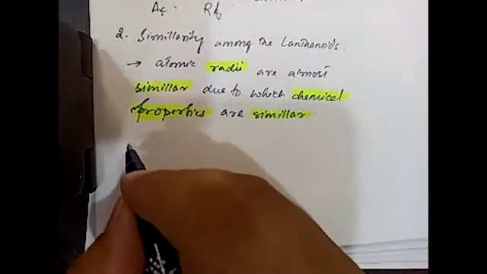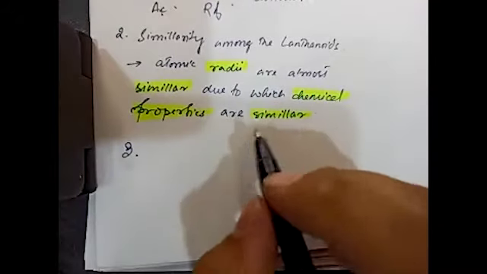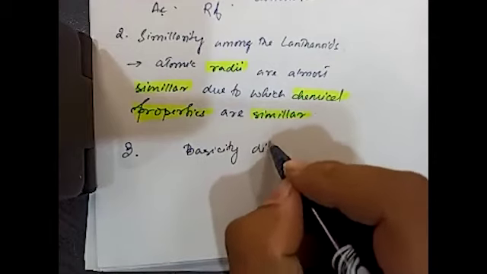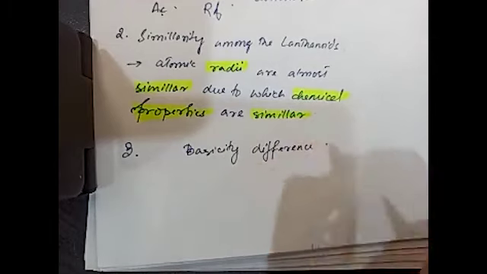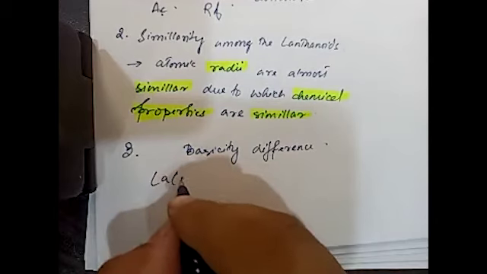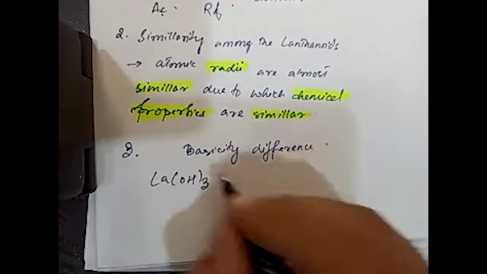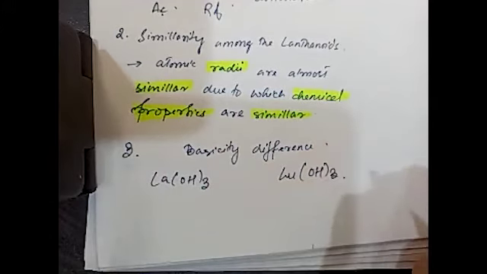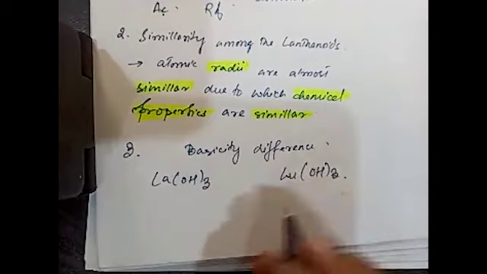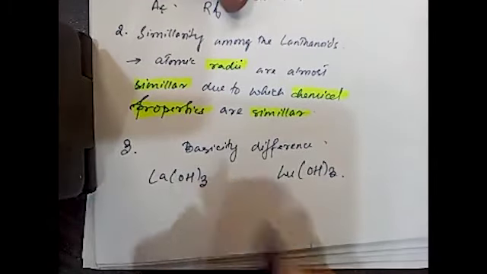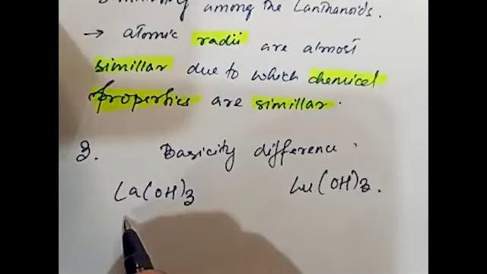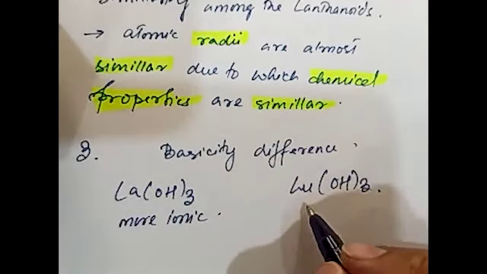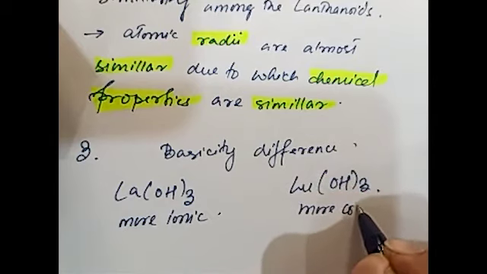Next, number 3, hydroxide. Bases, as base, basicity difference, basicity difference. As a base, lanthanum hydroxide, everyone says, is La(OH)3 and lutetium hydroxide is Lu(OH)3. So lanthanum hydroxide is more ionic in nature, and lutetium is more covalent in nature.